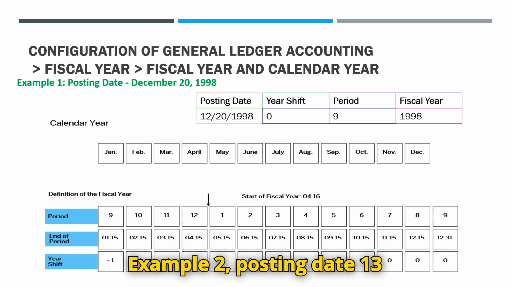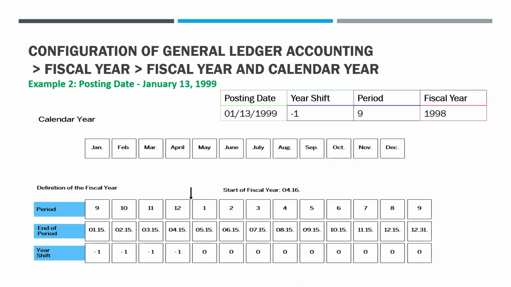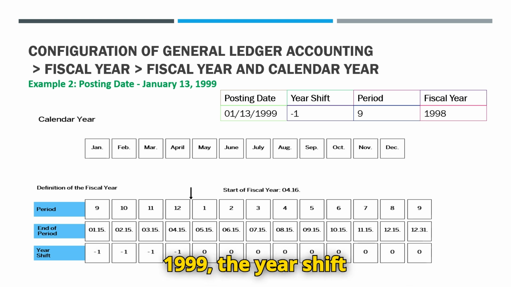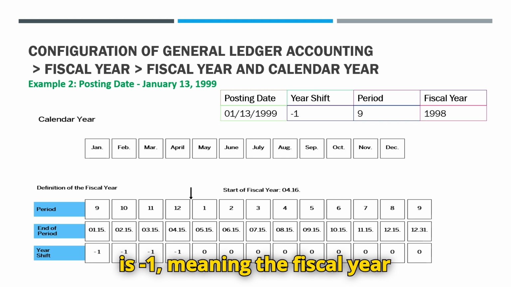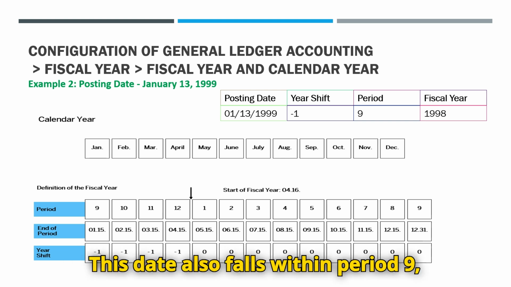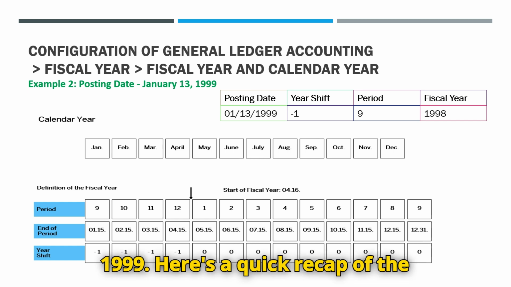Example 2. Posting date 13th January 1999. Now, for a posting date of 13th January 1999, the year shift is -1, meaning the fiscal year aligns with the previous calendar year. This date also falls within period 9, but the fiscal year is 1998, not 1999.